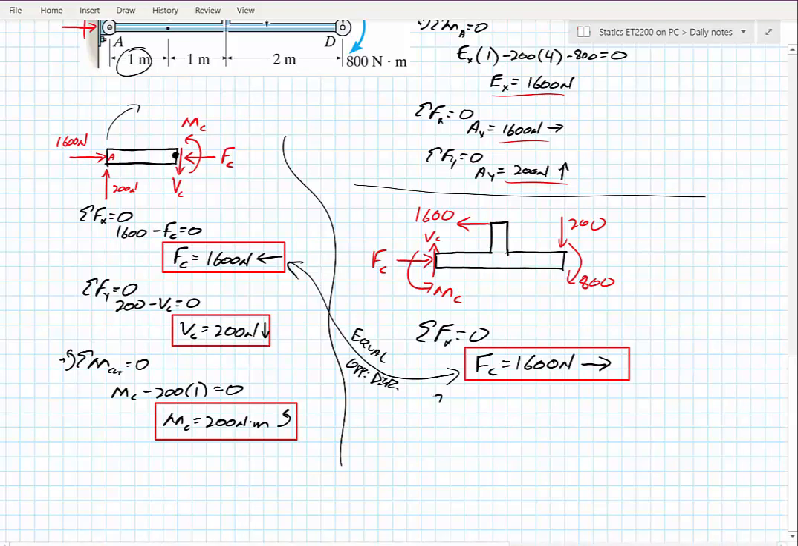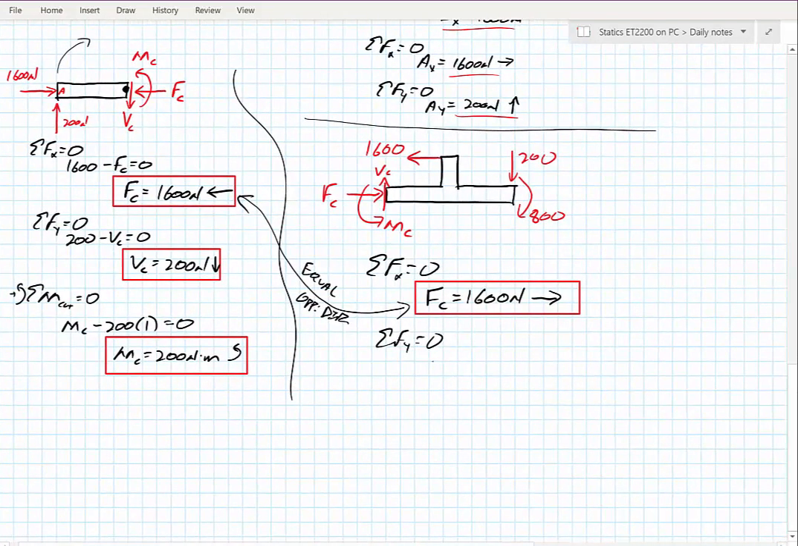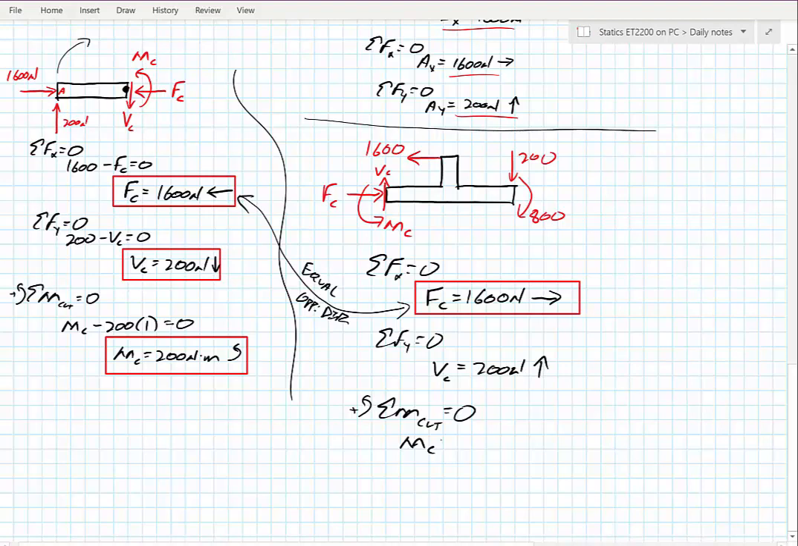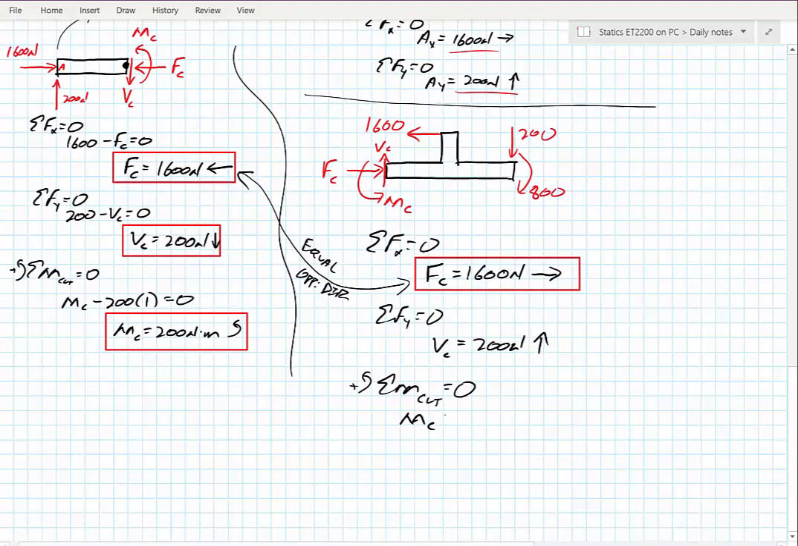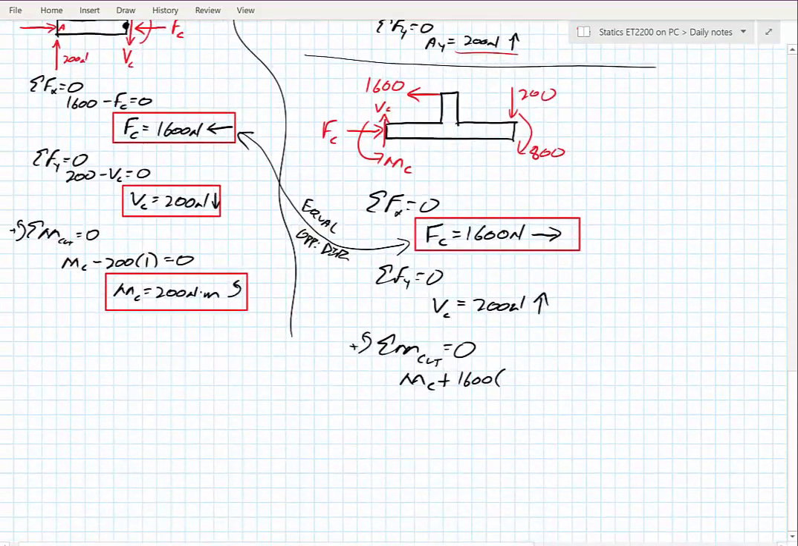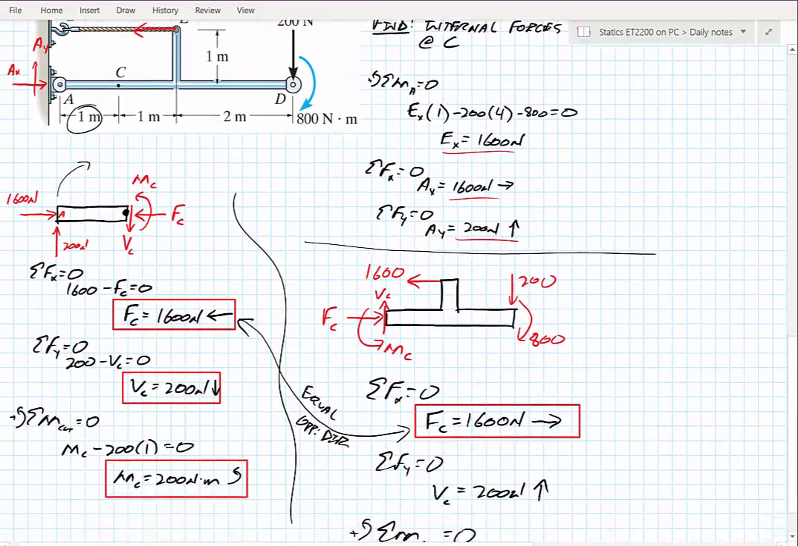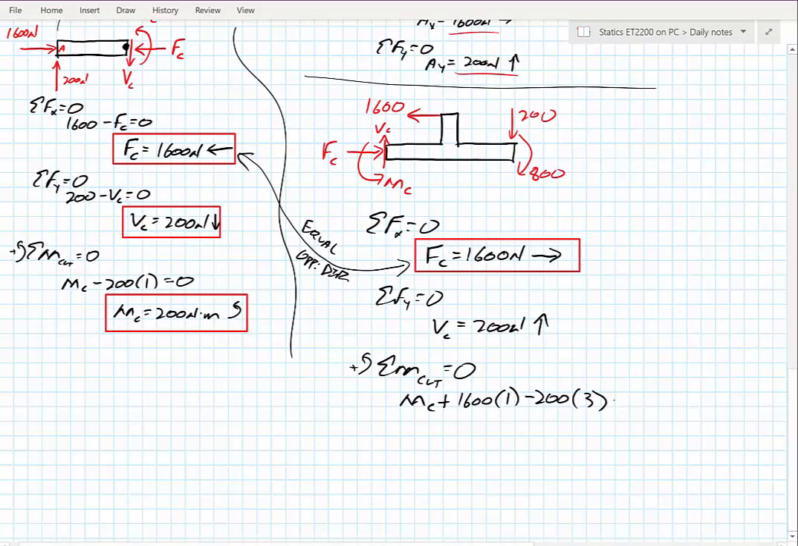From the sum of the forces in the y direction equals 0, what I see is my VC is equal to 200 newtons, just like before, but now it's pointing up. And from my sum of my moments about the cut equals 0, it's probably the hardest one, right? I have my moment at C, which I have drawn as positive, and then I have plus this 1600 times its lever arm of 1. I have minus this 200 times its lever arm of 3. And this 800 is also in that negative direction, equal to 0.